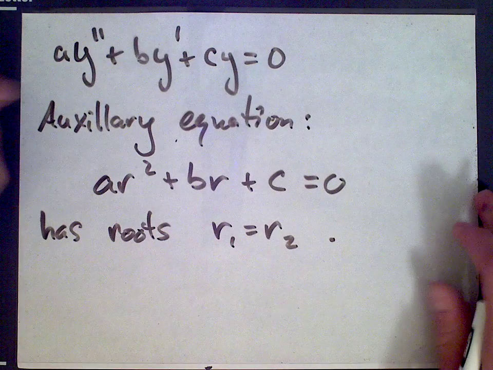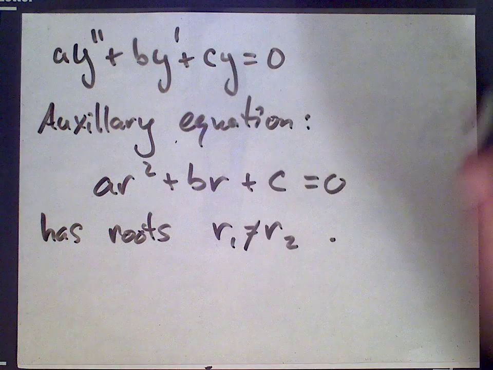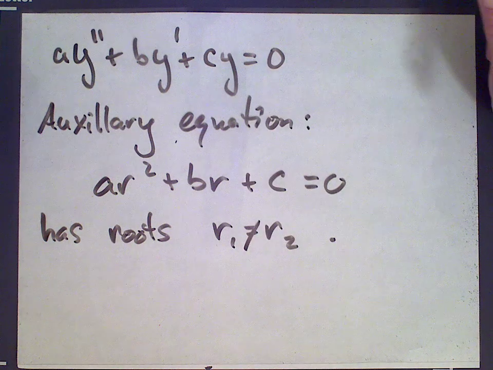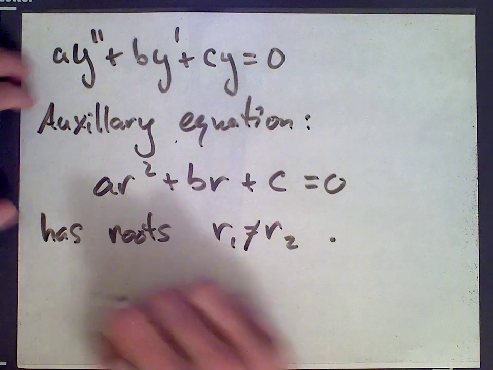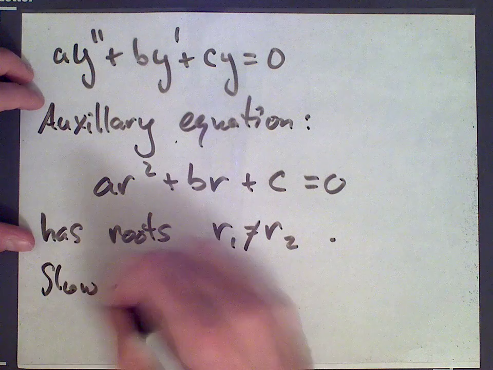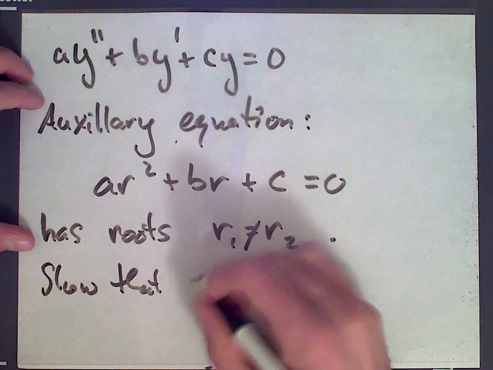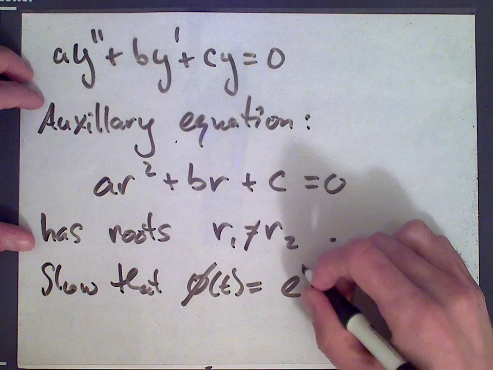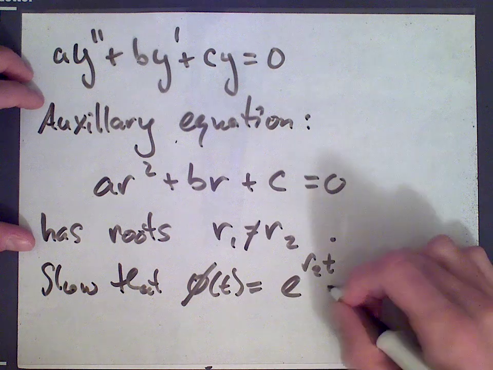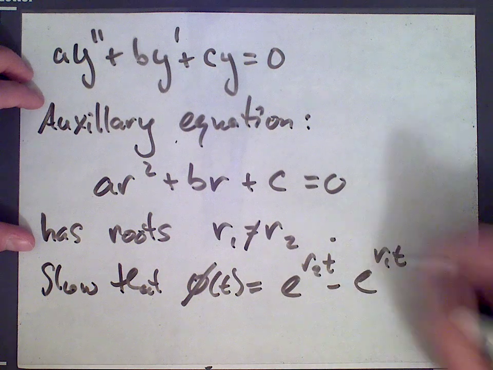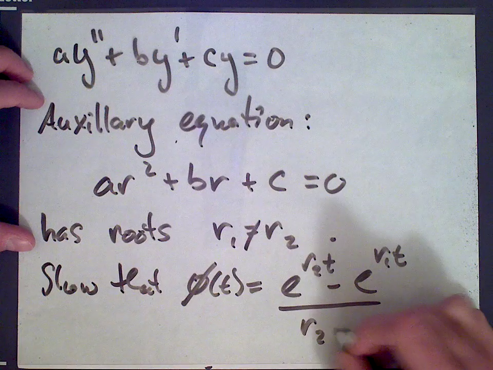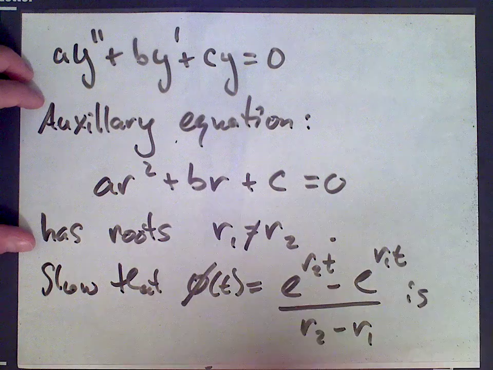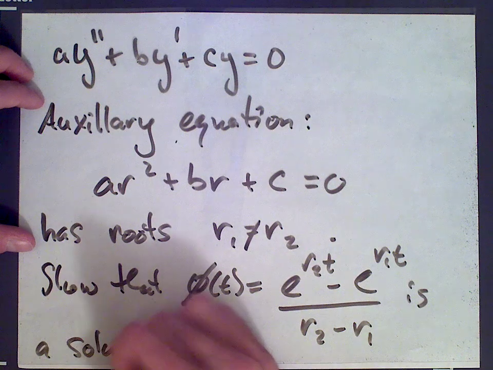Now suppose for a minute that the roots are not equal, r1 not equal to r2. So the first thing we're told to do is show that theta of t, which is e to the r2t minus e to the r1t divided by r2 minus r1, is a solution to the differential equation above.